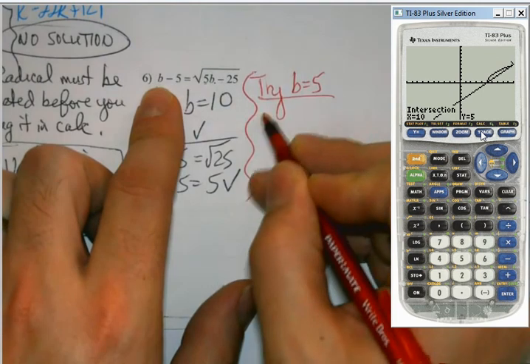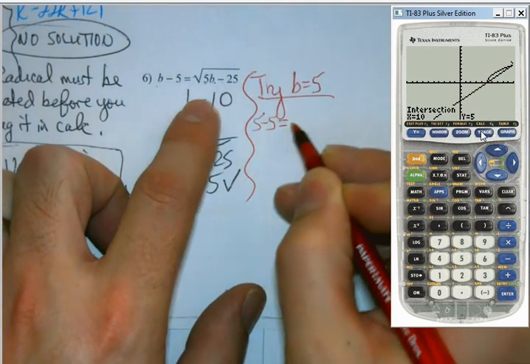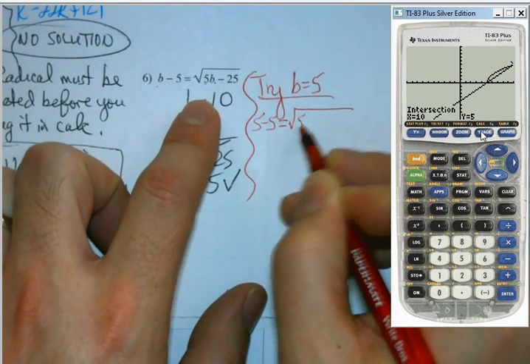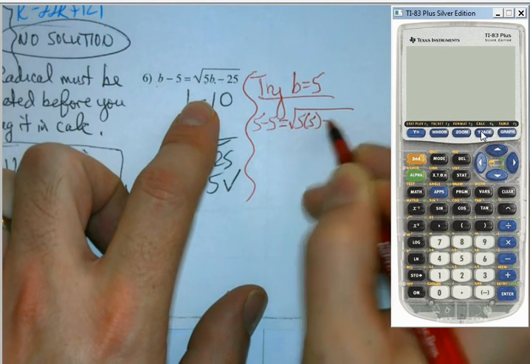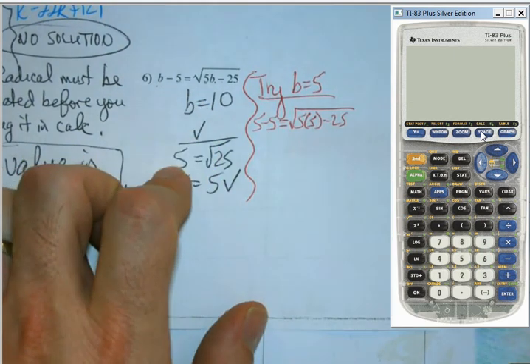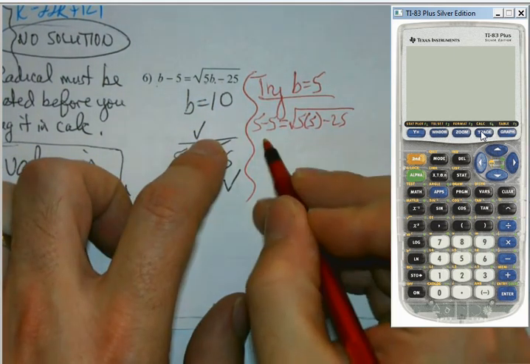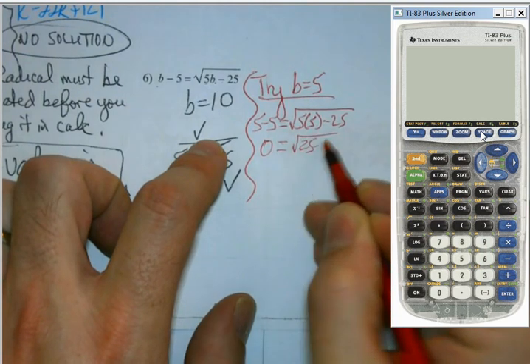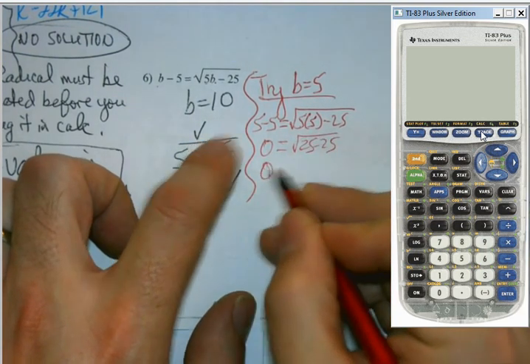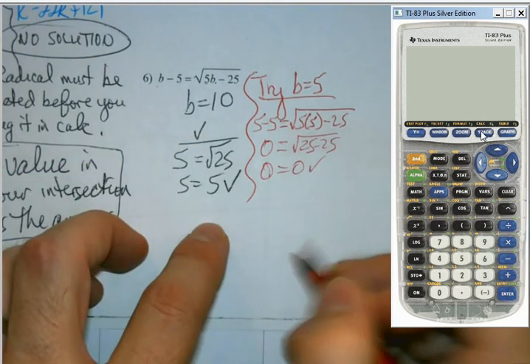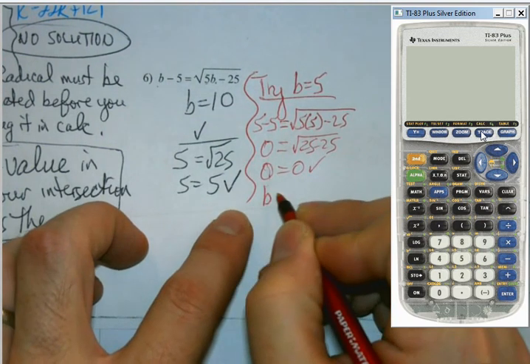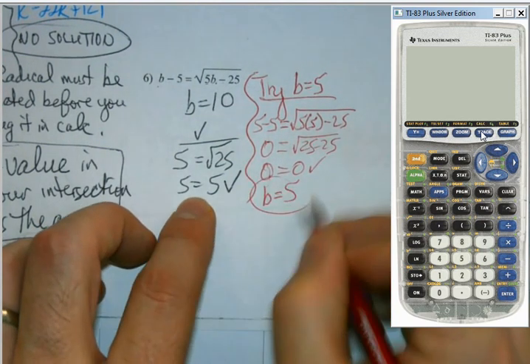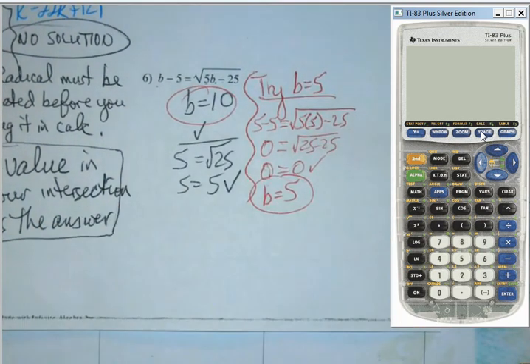So I'd have 5 minus 5 equals the square root of 5 times 5 minus 25. Well, 5 minus 5 is 0. 5 times 5 is 25 minus 25, which is also 0. That's true. So I have 2 answers.